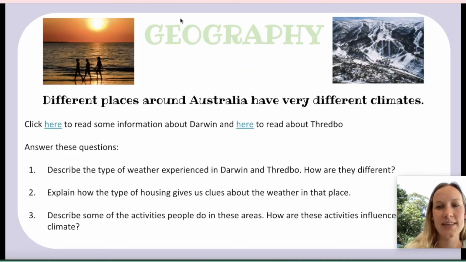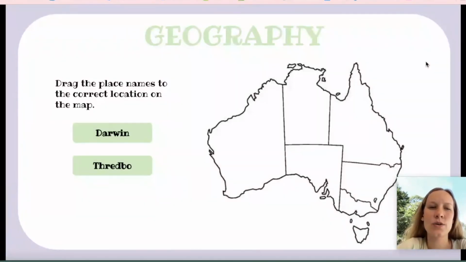Have a look at the climate charts with the average temperatures for the year and write your response. The second slide asks you to drag the place names to the correct location on the map. Where is Darwin and Threadbow? It did explain it in the two handouts. However, if you're not sure, you could always Google it. Then just click on the Darwin and drag it to where you think it belongs on the Australian map, and the same for Threadbow.